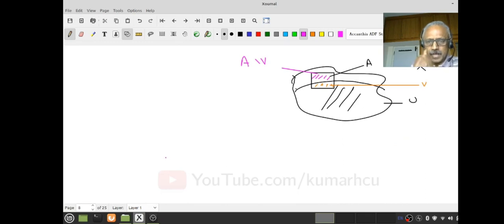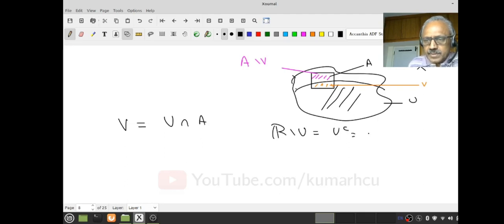Let us do that. I have the notation as above, therefore my V is U intersection A, and R minus U, that is U complement, is countable. Now I want to look at A minus V. What is A minus V? Remember, this is A intersection V complement.